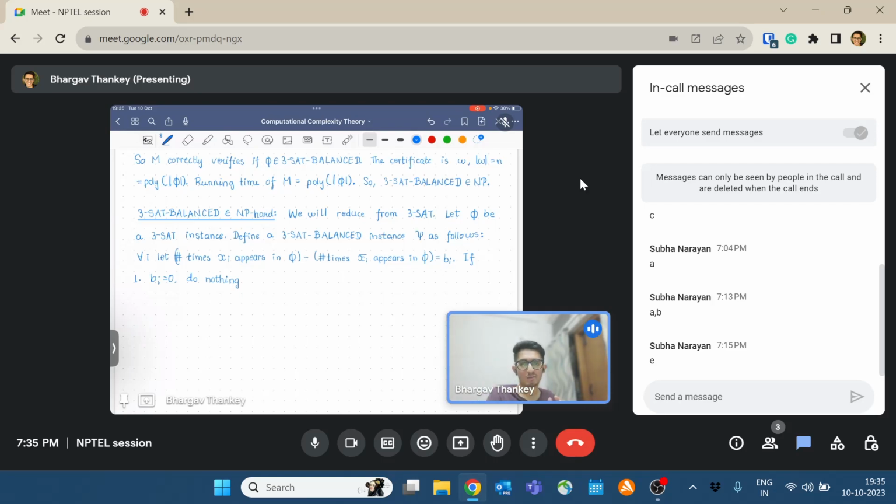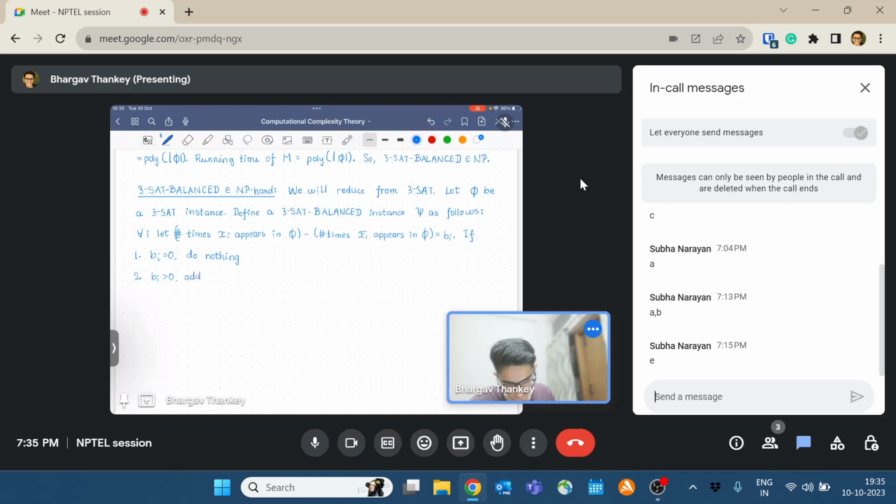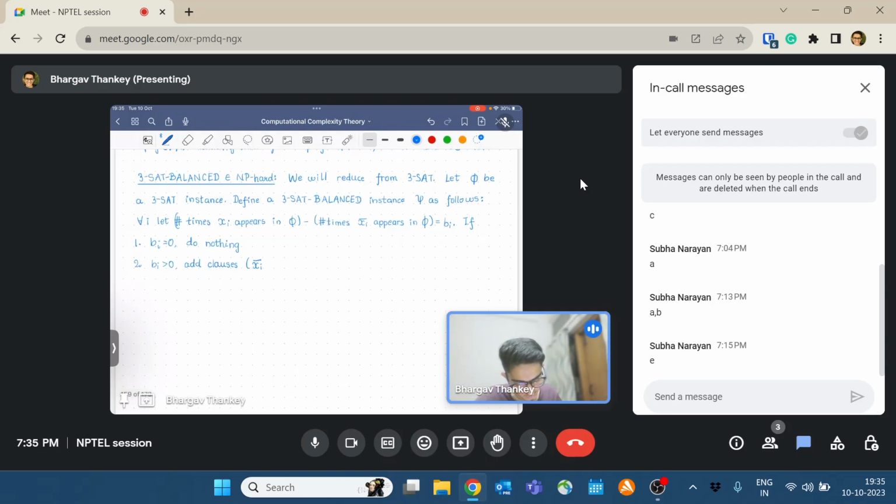both xi and xi complement appear the same number of times. Then, if bi is greater than zero, then xi appears bi many times more than xi complement. So we should add xi complement at least, or exactly, bi many times, right? So we are going to add these clauses.